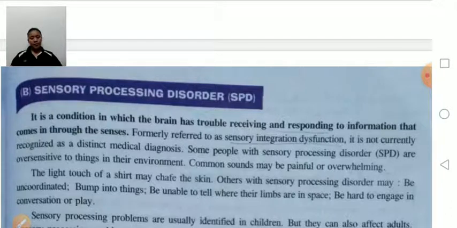Causes of sensory processing disorder: genetic factors, low birth weight, environmental factors, drugs, brain injury, etc. These are the causes. And management, treatment, by changing the lifestyle, therapy, meditation, etc.